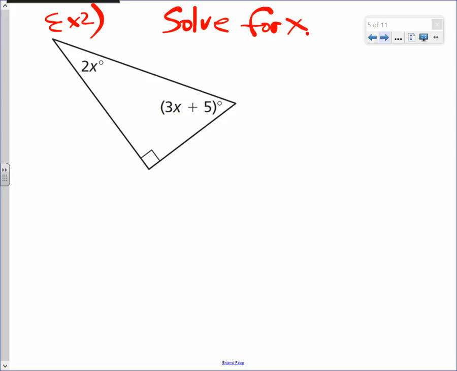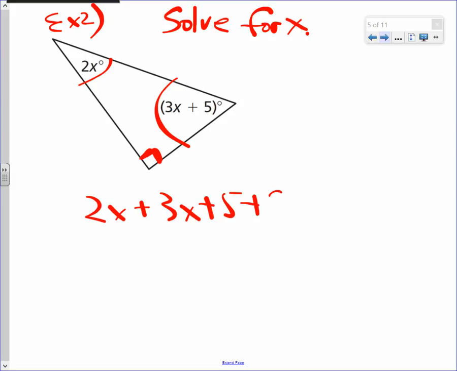Ortiz, all the angles of a triangle always add up to be what? You're the man. This angle plus this angle plus... Valdez, how many degrees is this angle? Awesome. Let's do it. Here's the equation. 2x plus 3x plus 5 plus 90 is 180. I told you today is going to be easy.